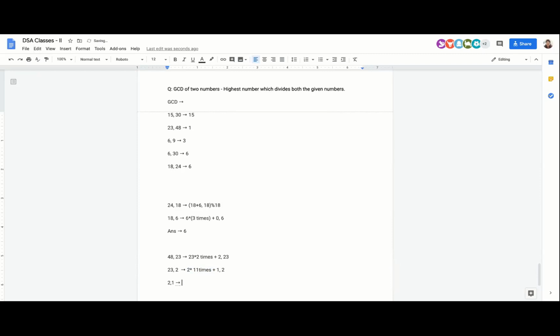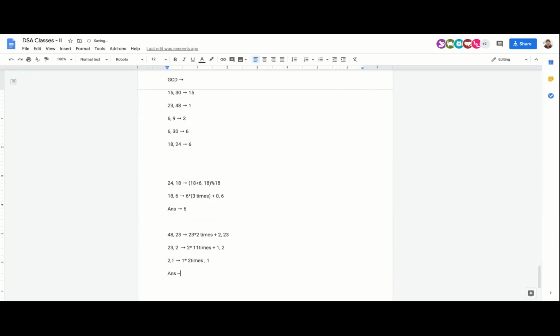If I do 2 comma 1, then I can write this 2 as 1 into 2 times plus 0, and I can write this 1 as 1. Now this number is divisible by 1, and this number is also divisible by 1. So my answer would be 1. Is there any confusion here? Any one of you?